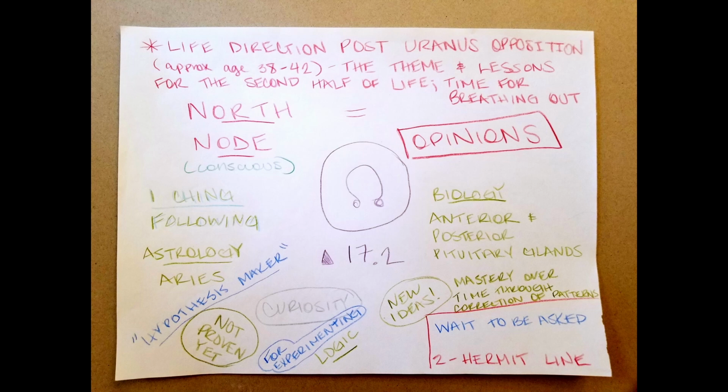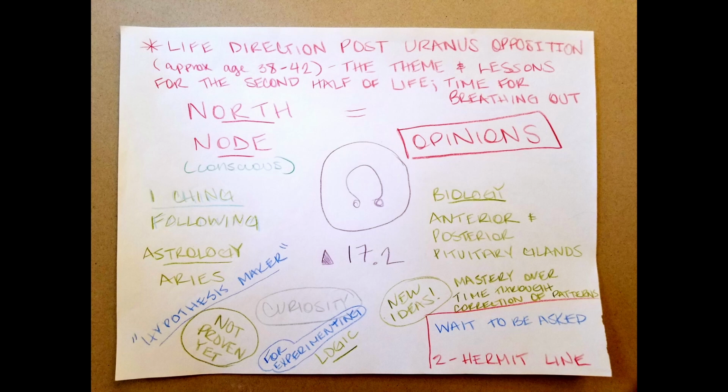And gate 17, the gate of opinions, is about things like curiosity, things that are not proven yet. It's all about experimenting, using logic, sharing new ideas. And it's also a gate that I have to wait to be asked to share my genius around. And it's about mastery over time through the correction of patterns. So I have these strong opinions because of my mastery of doing things incorrectly over a long period of time. And it's part of the depth of understanding that I bring.